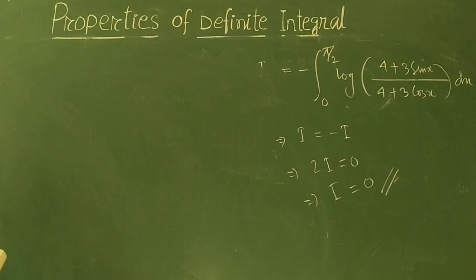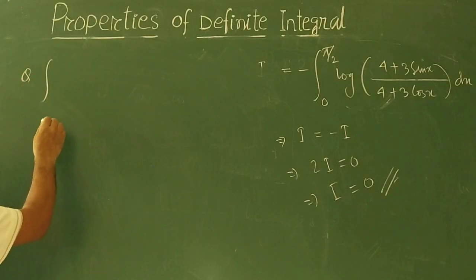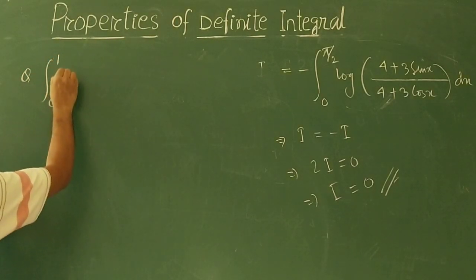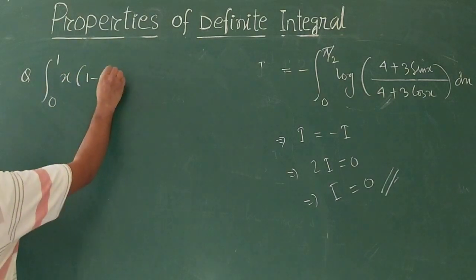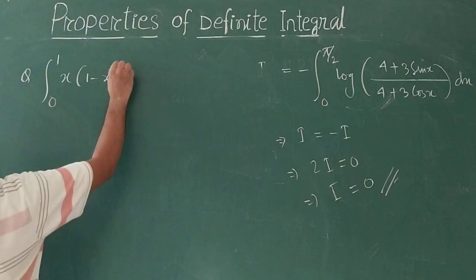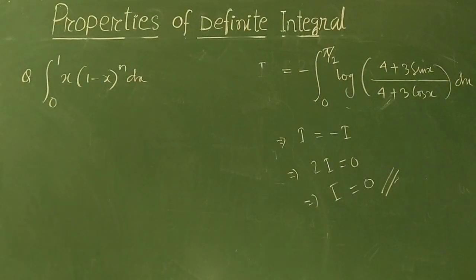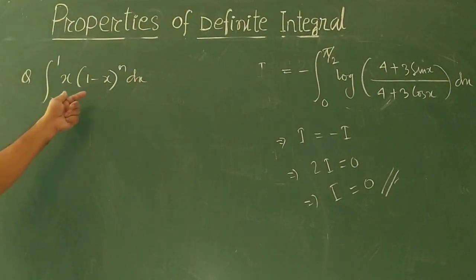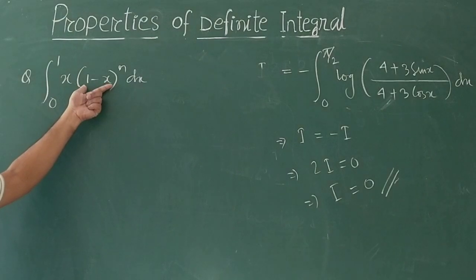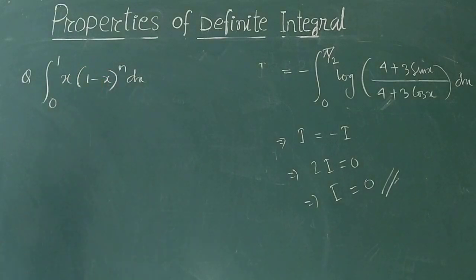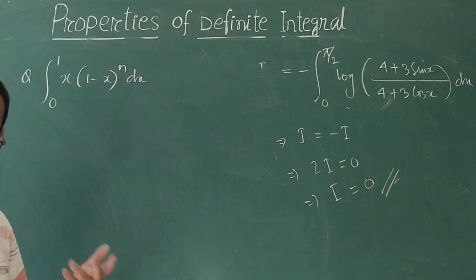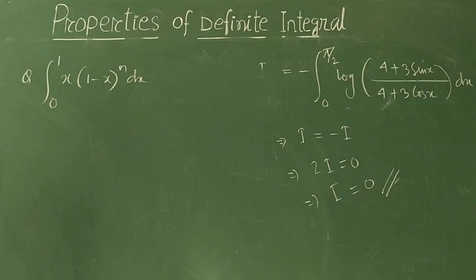Question is: integration 0 to 1 of x into (1 minus x) whole to the power n dx. This is the integral. You see there is (1 minus x) whole to the power n. What is the power? n. Here n may be any real number.